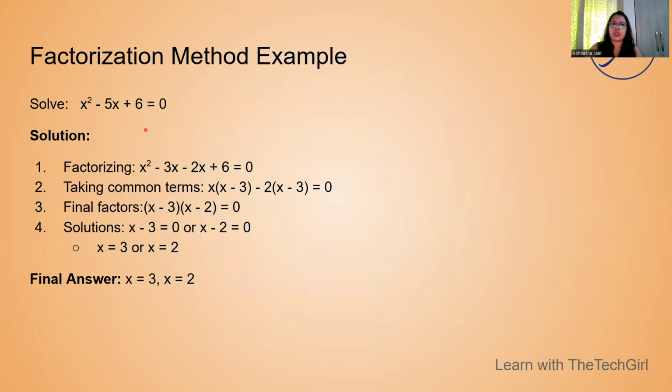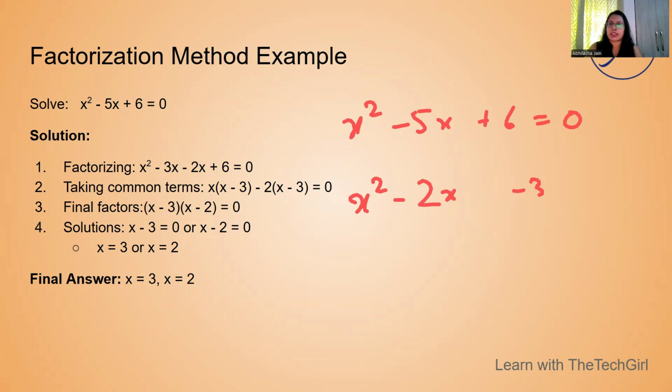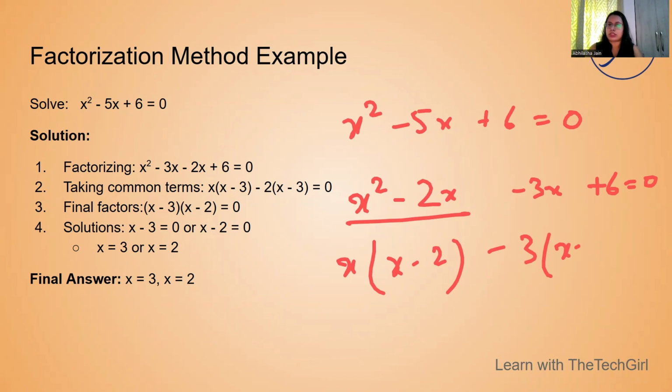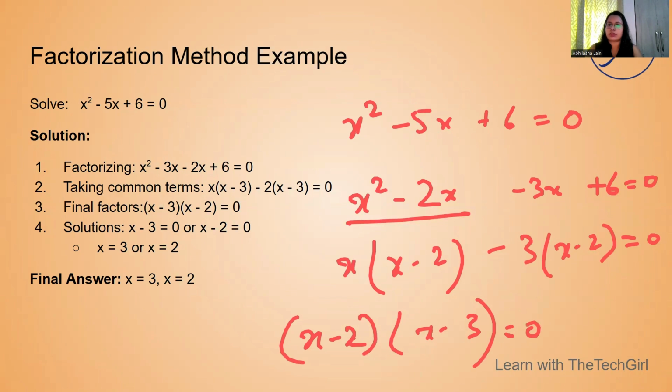So what we are going to do, we are going to split x squared minus 5x plus 6 equal to 0 as x squared minus 2x minus 3x plus 6 equal to 0. Now, you take common x from these two, and then you take negative 3 as common from these two. Now you take x minus 2 as common, and then you are left with x minus 3 is equal to 0.